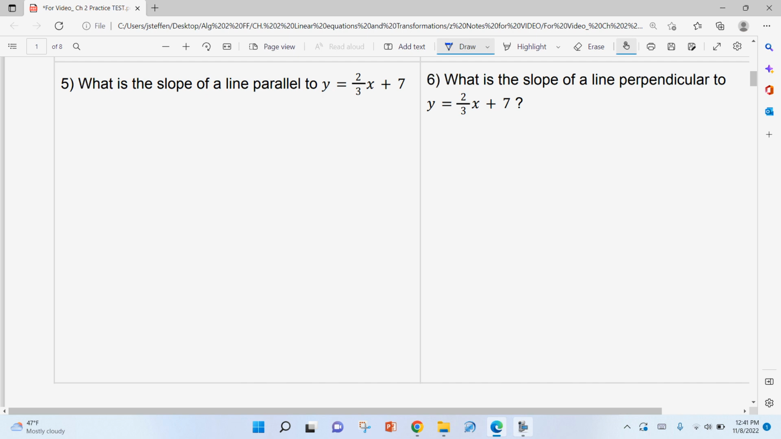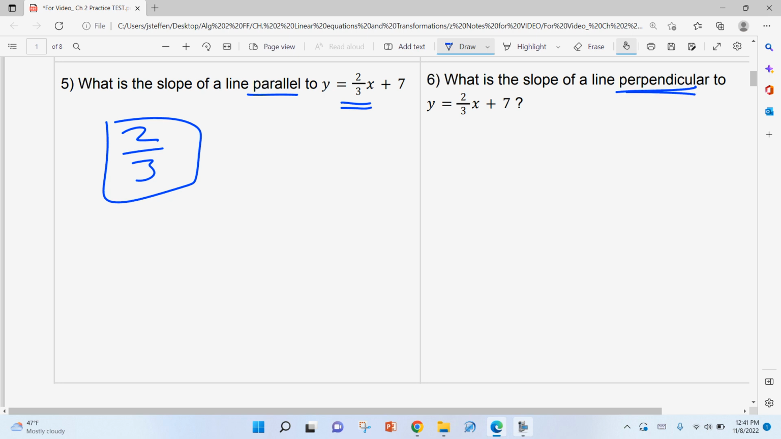Number 5, what is the slope of a line parallel to this? Again, just knowing vocab. Parallel means it's the same slope. So the slope of our line that I'm looking for is just 2 over 3. So again, I didn't do any solving. I didn't do any math. I didn't do any canceling. I didn't have to do any of that complicated stuff or any of that mathy stuff. You just have to make sure you study and you know those rules.